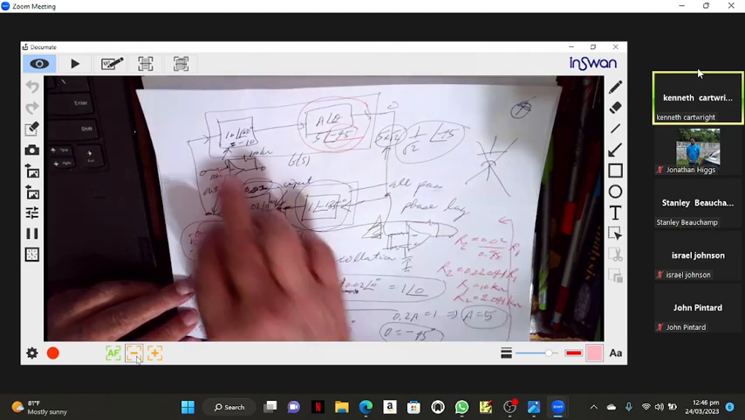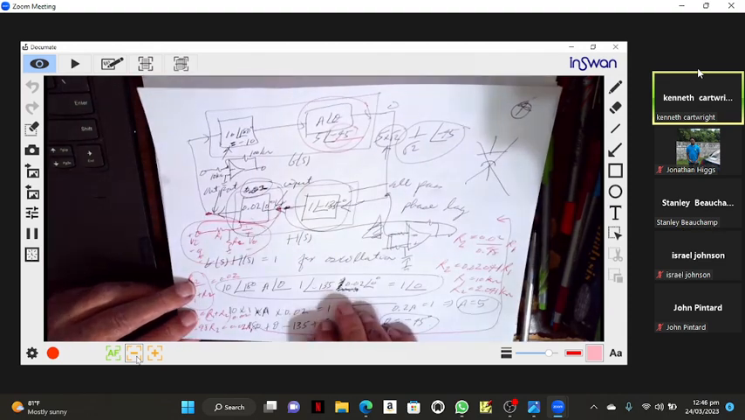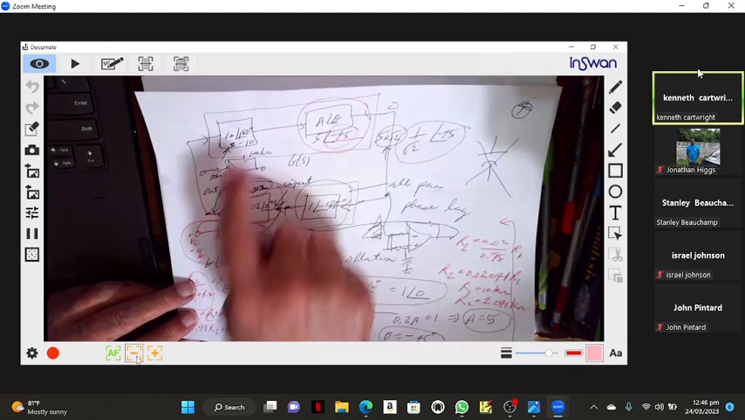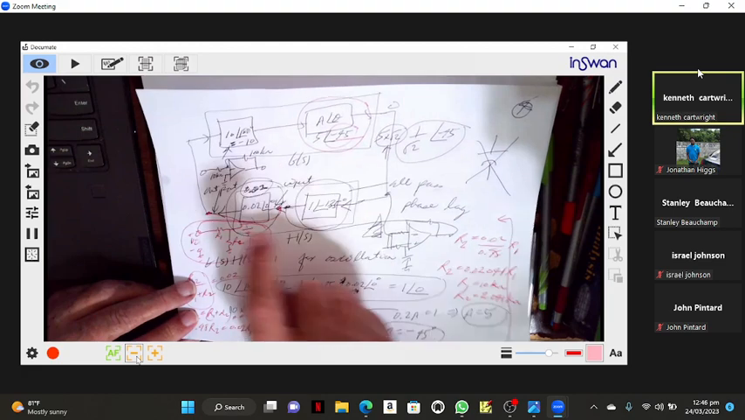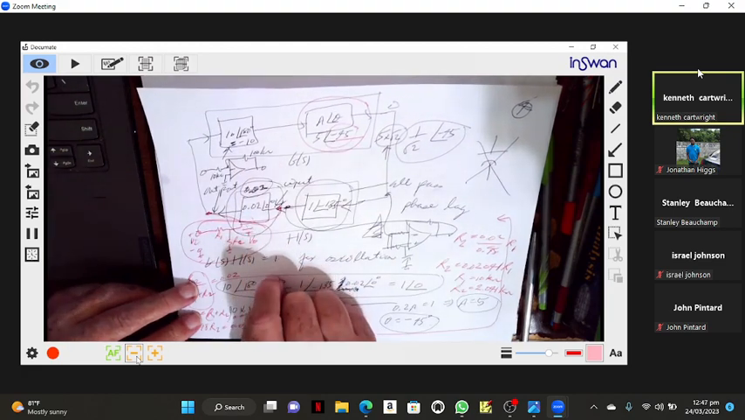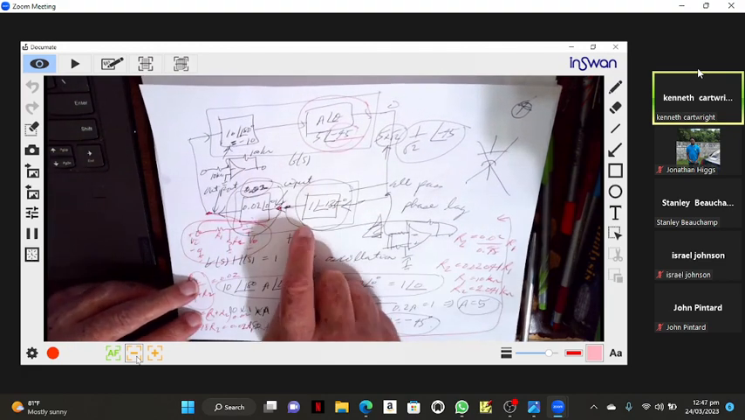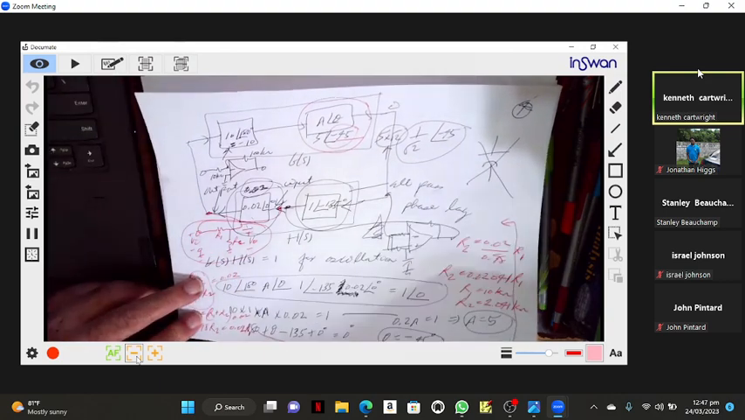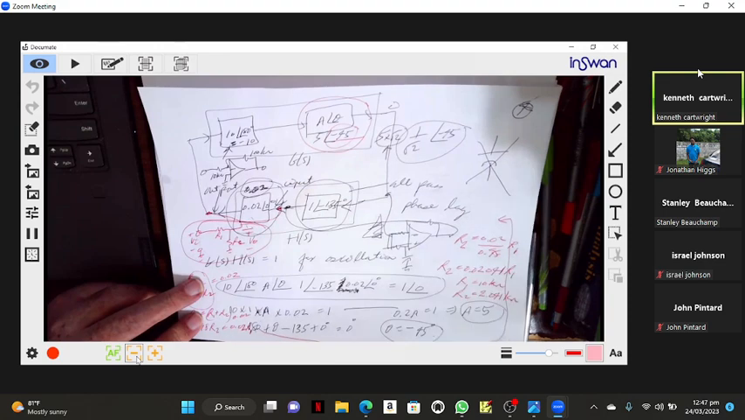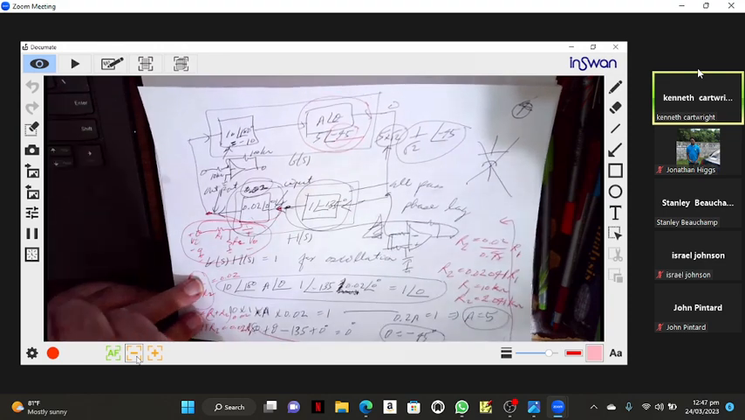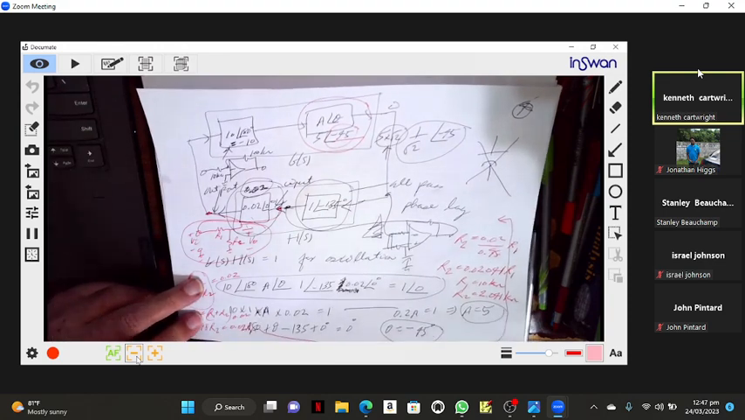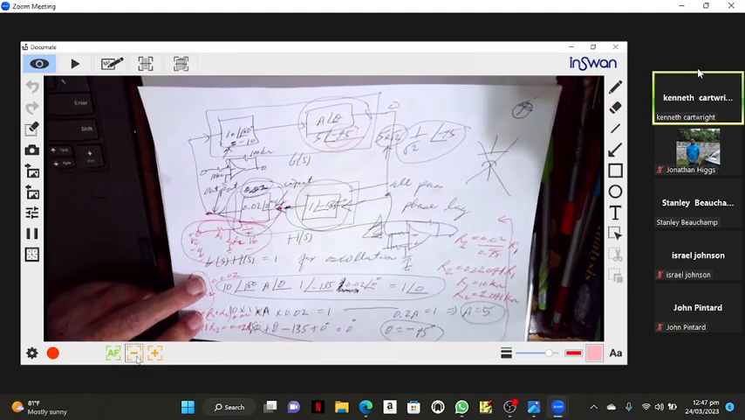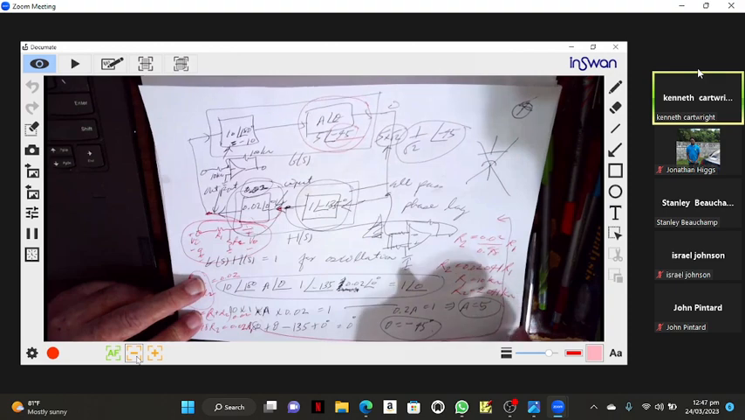As a matter of fact, all these are cascaded. How do I know all these are cascaded? These two are cascaded, and these two are cascaded. Because you're multiplying the transfer functions. When you multiply the transfer functions, you cascade the circuit. If you add the transfer functions, you put the circuits in parallel.